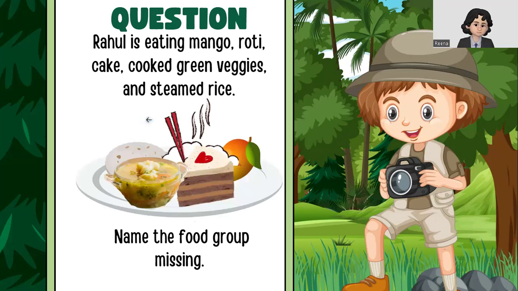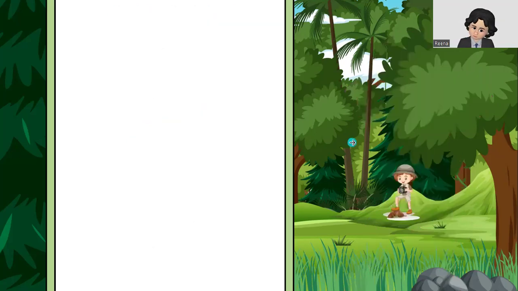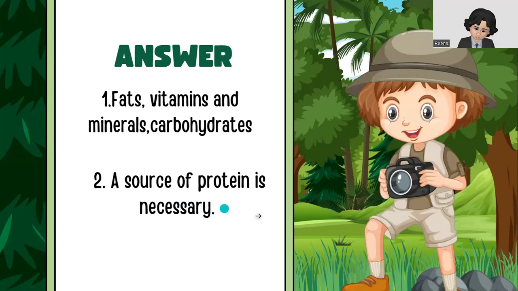Yes, mango is compulsory. And yes, he's eating fats, he's eating carbohydrates, he's eating vitamins and minerals, he's eating many things, but what he's leaving out is a source of protein. Yes, protein is very important. Why is protein important, guys? Can you tell me? Yes, because it's essential for growth and essential for muscle building, right? Okay, let's move on.